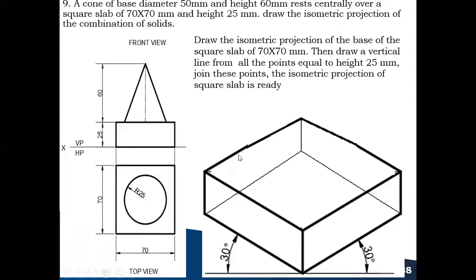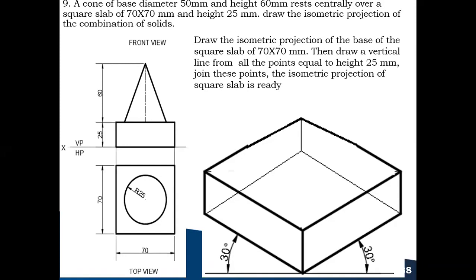Okay, so these lines we cannot see, that's why I have drawn them light. Above this we need to place the cone exactly at the center. How to find out the center of the top face of your square slab? We need to draw the diagonals. If I draw these diagonals, then I can get the center of the square slab.